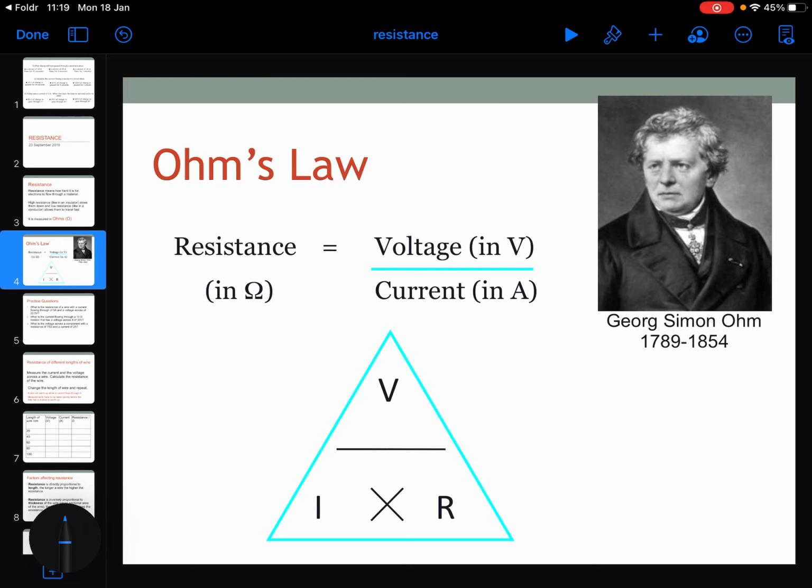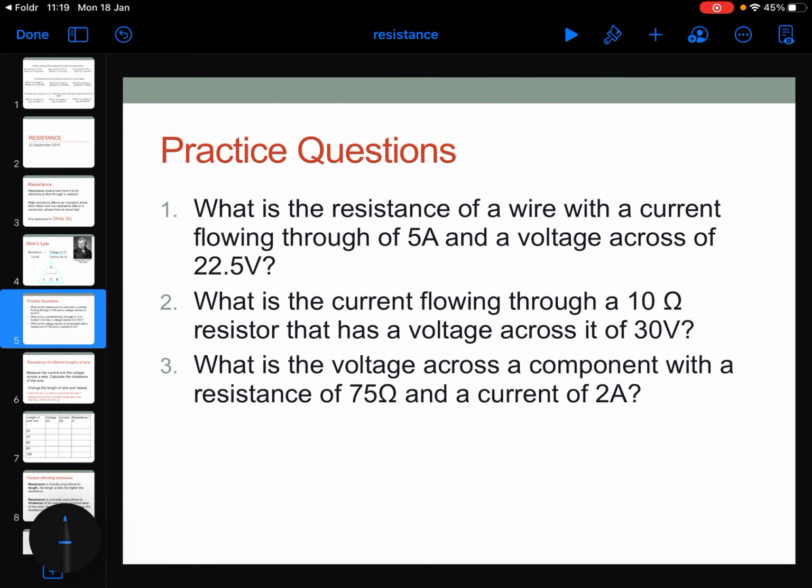Okay, so once you've written down that equation, let's do some practice questions. So I'll pause the video and then I'll go through all the answers for you. Assuming everyone's had a go at that, you are working out number 1. You're working out resistance, which is V over I. V is 22.5, I is 5, equals 4.5. Now remember it's resistance, so it's in ohms.